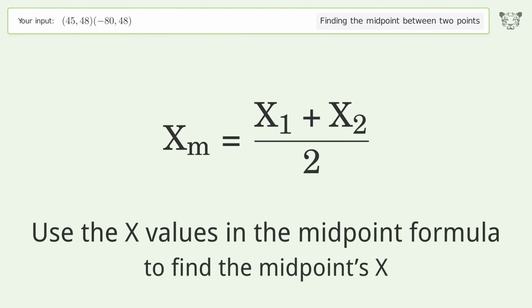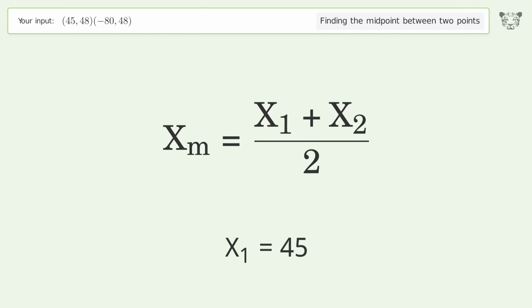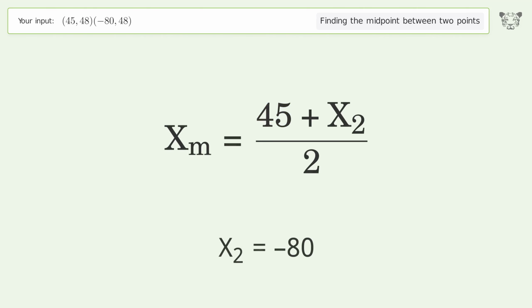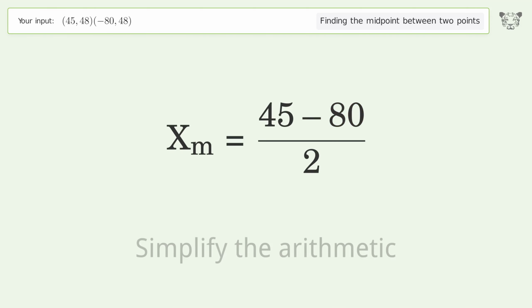Use the x values in the midpoint formula to find the midpoints x. x1 equals 45. x2 equals negative 80. Simplify the arithmetic.